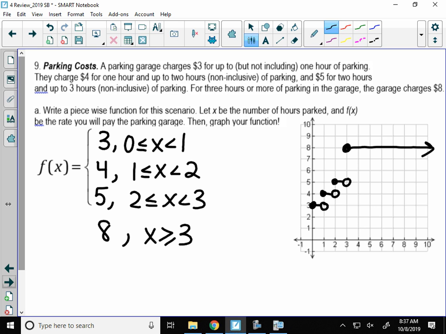All right, there's your applications. You might actually see the idea of a piecewise function in real life.